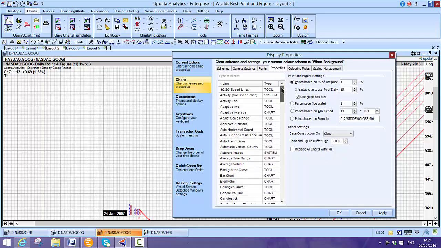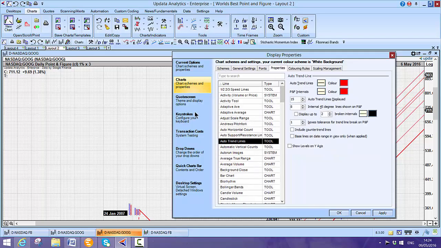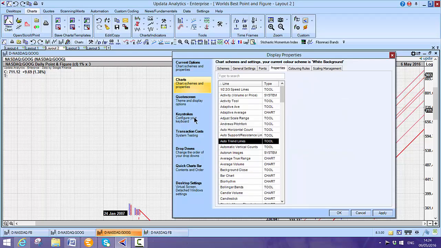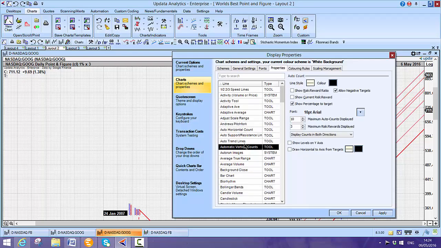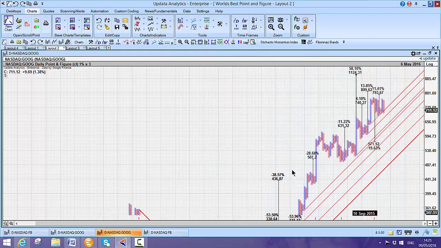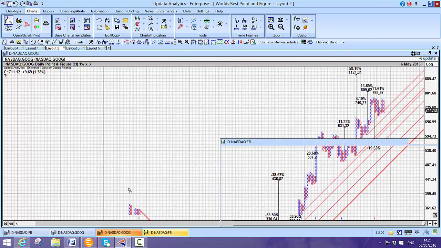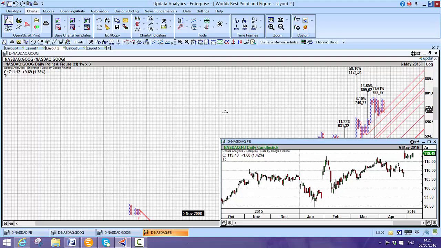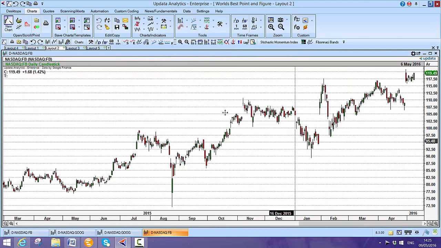And when it comes to the targets and the trend lines, you can configure these. The automatic vertical counts, you can say how many you'd like on the chart. I'd like a maximum of 10. You can look at the counts and configure all those as well. So it all comes pre-configured for you, but if you want more targets on your chart or fewer targets, you can do that as well. So really just that simple in terms of doing the boxes.